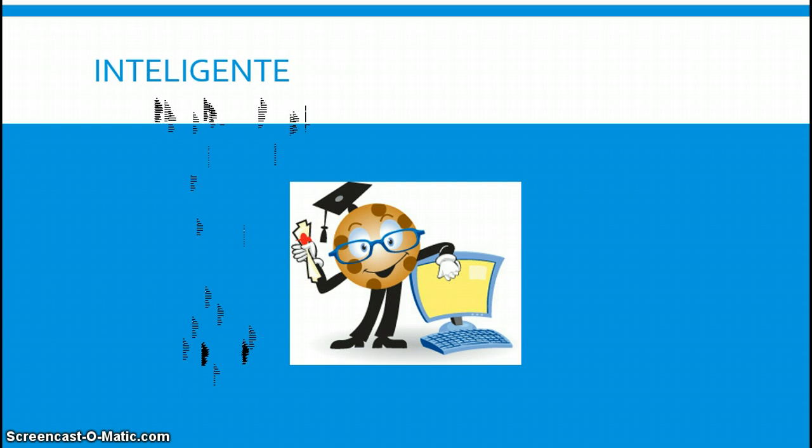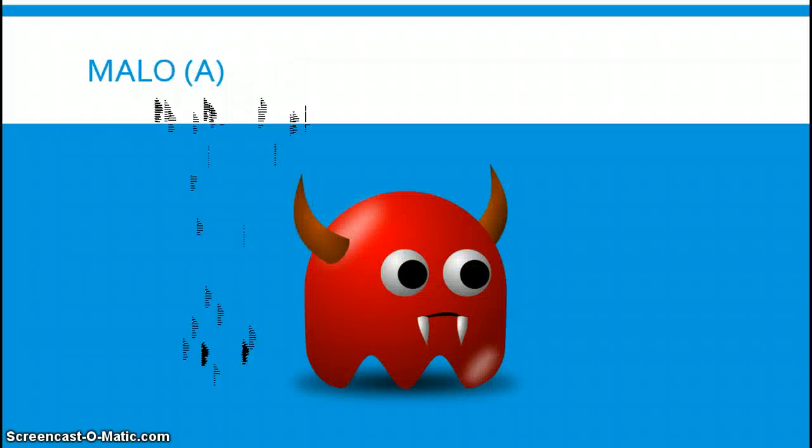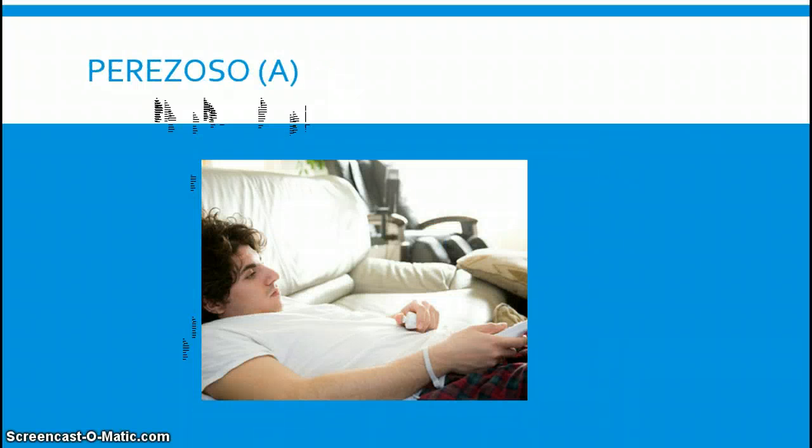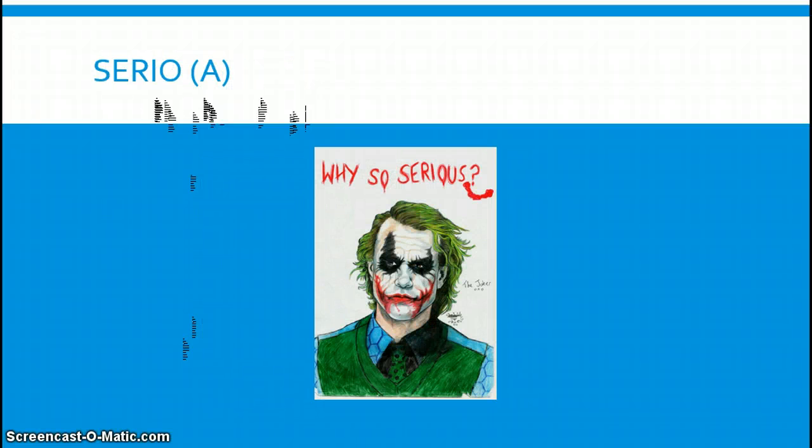Inteligente. Inteligente significa intelligent. This one that ends in E is neutral. I can use this to describe a boy or a girl, so I don't need to worry about changing the ending from O to A. Inteligente is always inteligente. Malo o mala. This means bad. Organizado o organizada significa organized. Perezoso, perezosa significa lazy. Serio o seria significa serious.